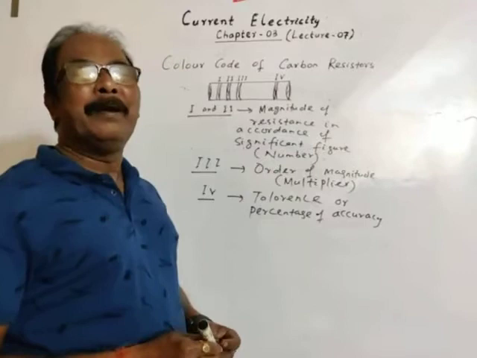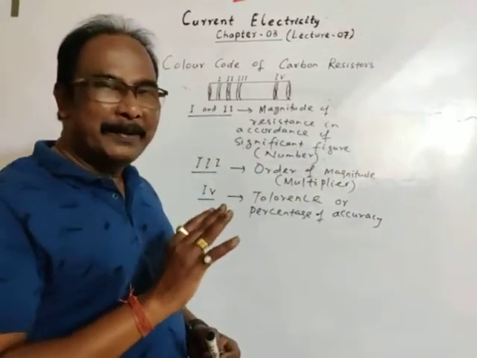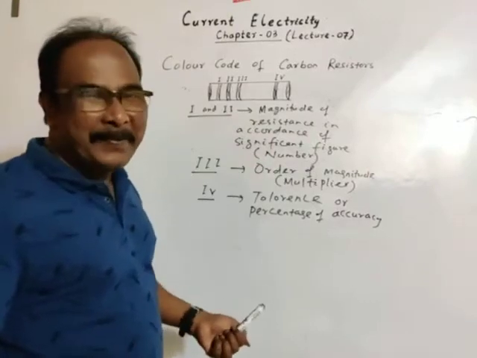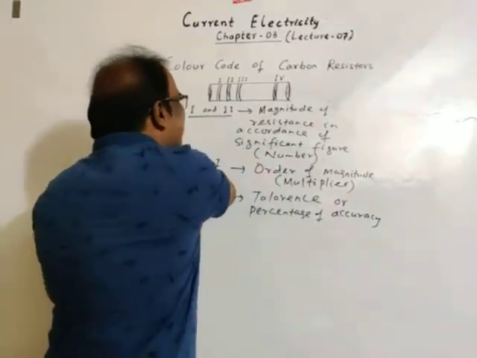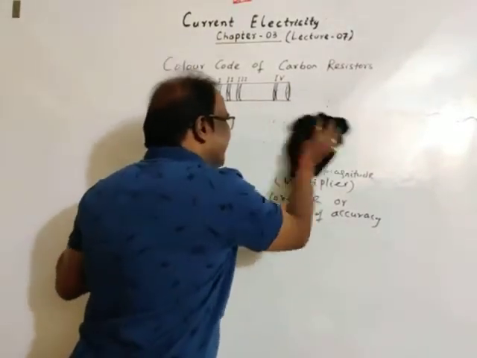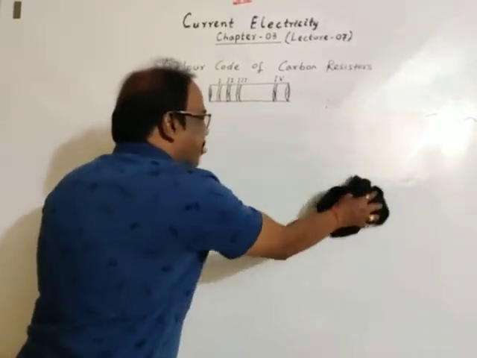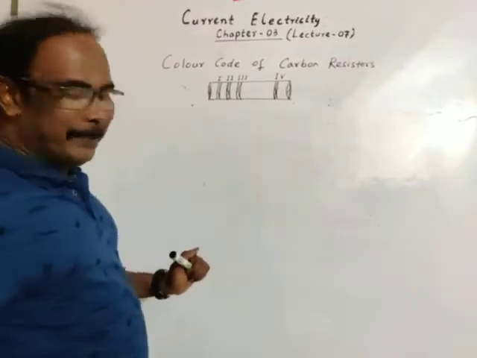These are the significance of the first, second and third bands. Let's make a table, which is much easier to remember. Before going to the discussion, let's first make the table.